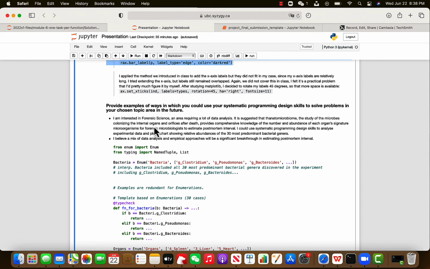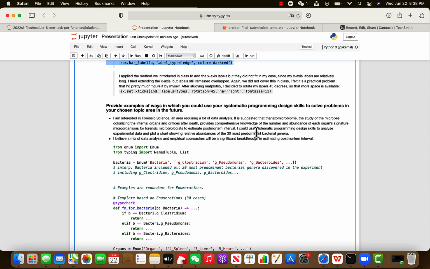I'm interested in forensic science, an area requiring a lot of data analysis. It is suggested that the thanatomicrobiome, the study of the microbes colonizing the internal organs and orifices after death, provides comprehensive knowledge of the number and abundance of each organ's signature microorganisms for forensic microbiologists to estimate post-mortem interval.